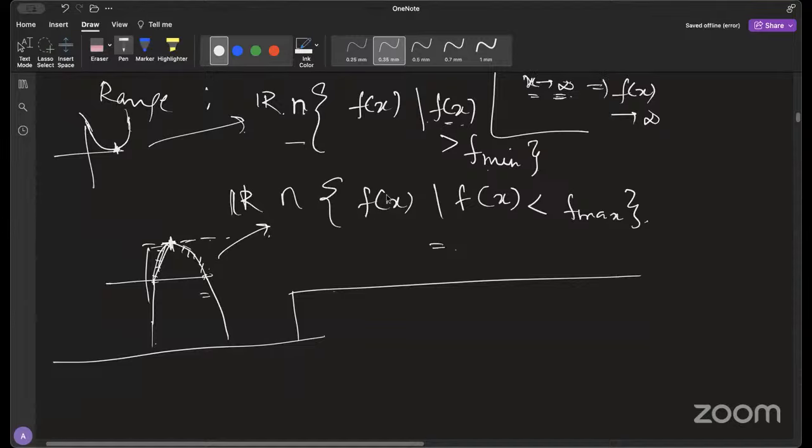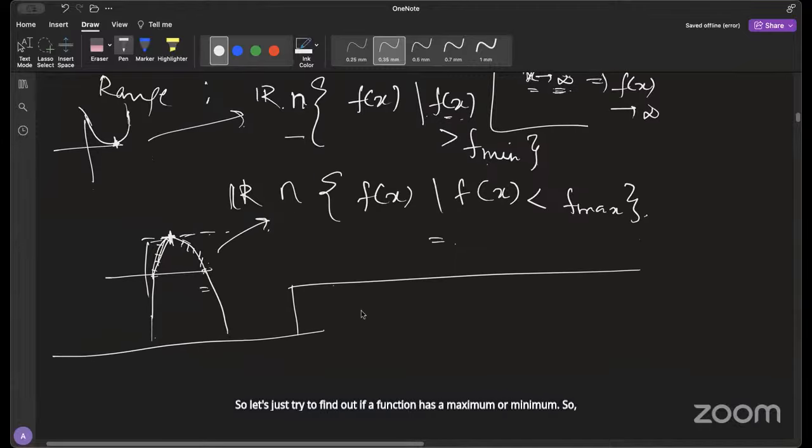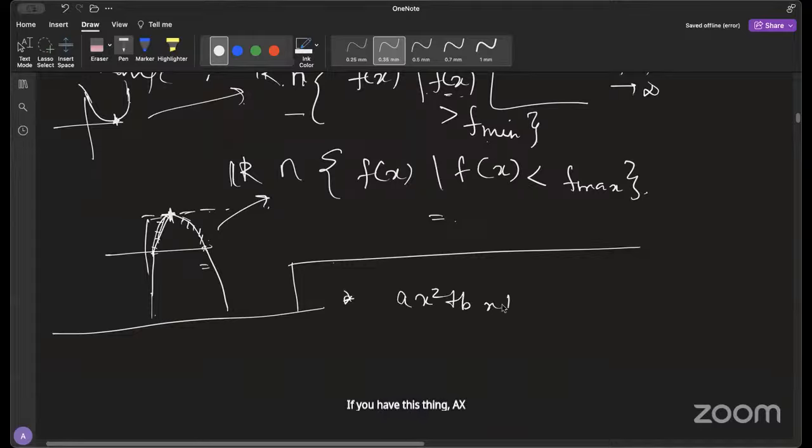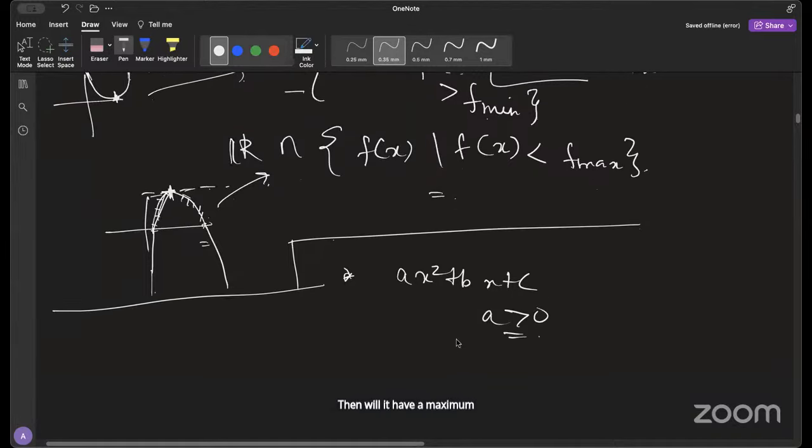So let's just try to find out if a function has a maximum or minimum. If you have ax squared plus bx plus c, and a is greater than 0, will it have a maximum or a minimum? Minimum. This will be an upward parabola, so it should have a minimum and no maximum. So it's unbounded above and bounded below.